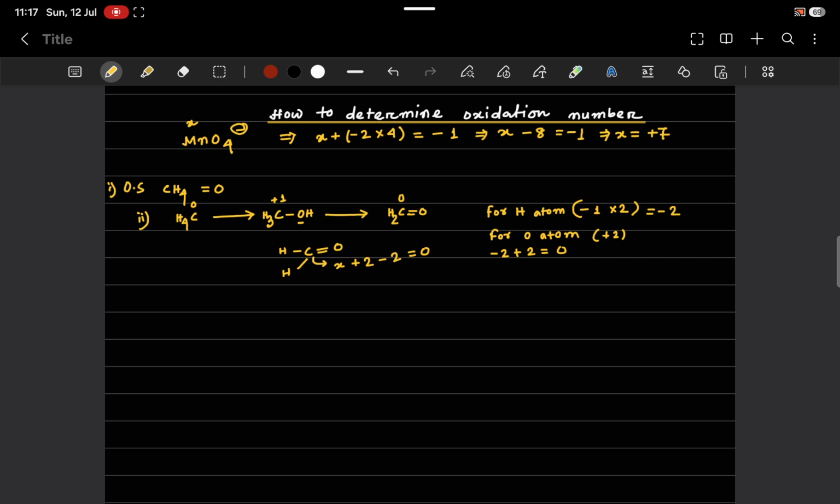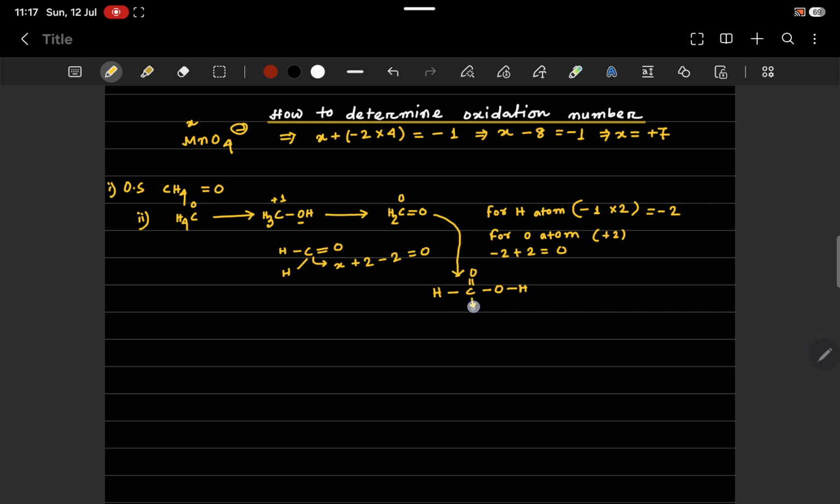So then let's say from CH2O we are getting the acid, and further oxidation is happening. What will happen? A very simple trick. For this hydrogen, what will be the contribution?